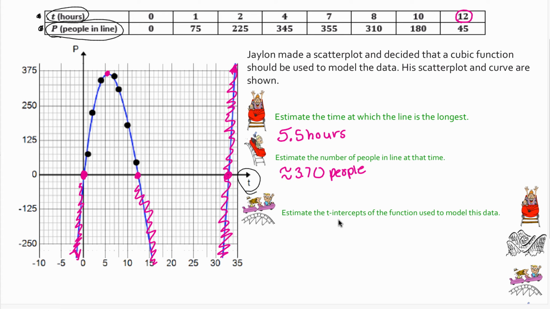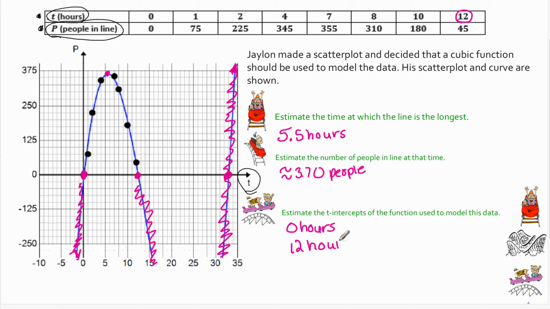Estimate the time intercepts of the function used to model this data. So the t-intercepts is fancy for the x-intercepts. So where does this graph intercept the t-axis or the x-axis? You just go and look at 0 hours, and then again we said here at about 12 hours.